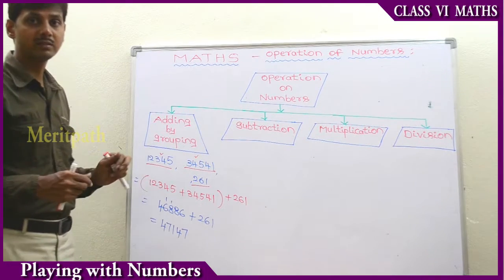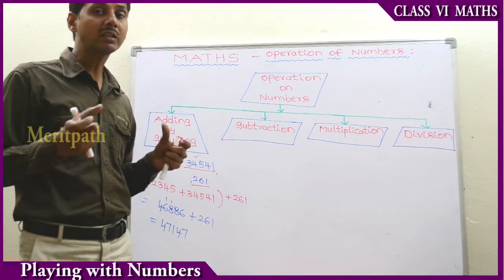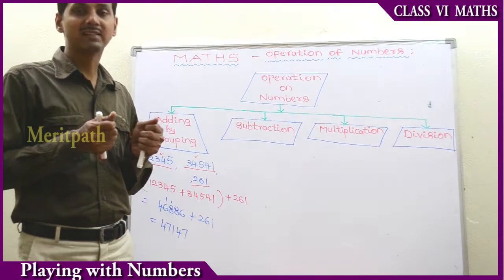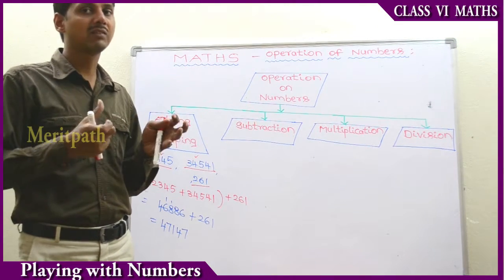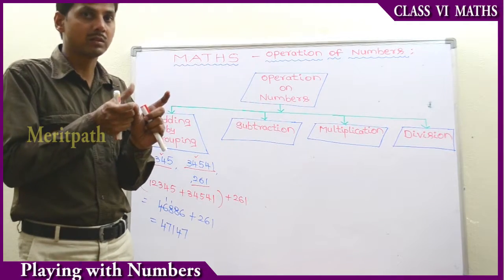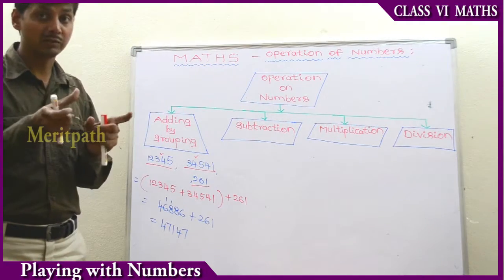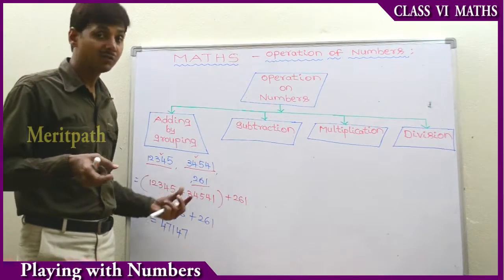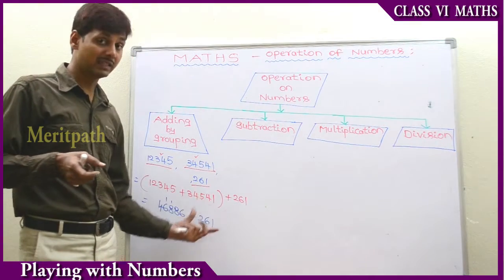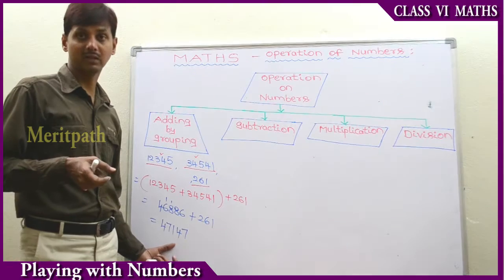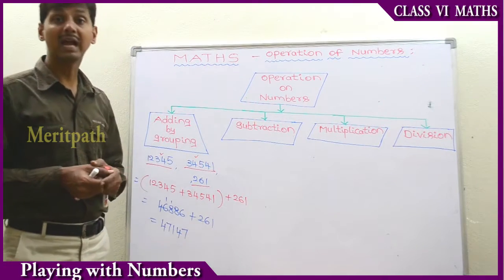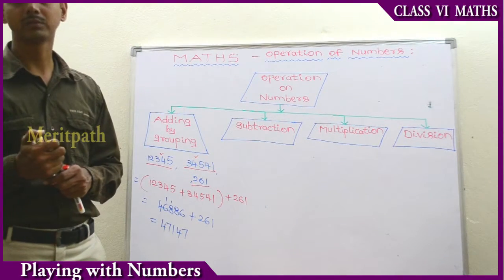So what we understood is, whatever numbers we get, we arrange them as a group which is convenient for us. We add those numbers first, retain the result, and then add the next number to it to get the final result. This is called adding by grouping the numbers.